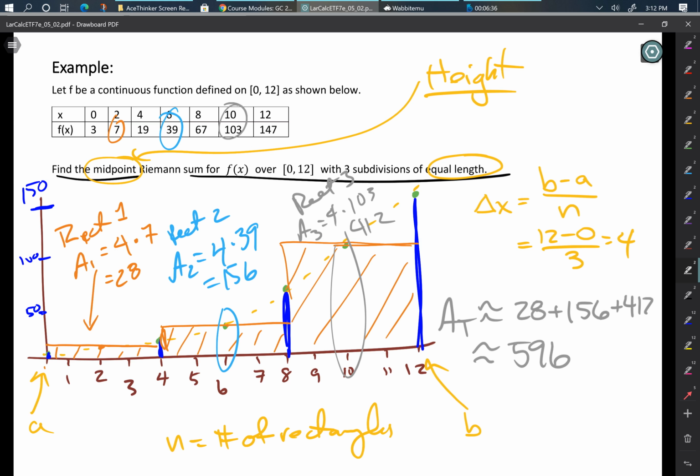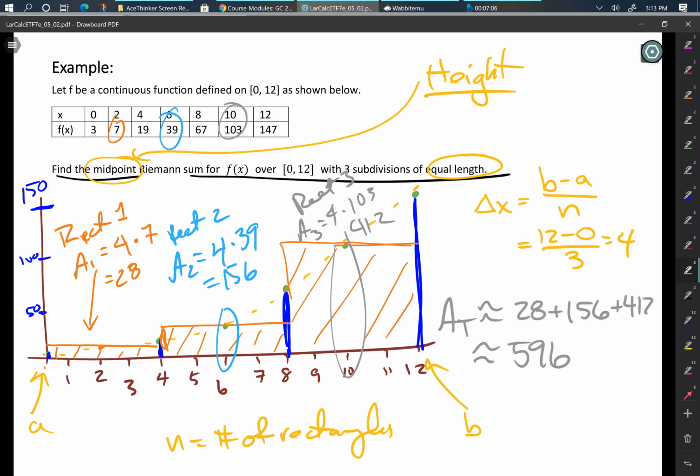Now this one told me to use midpoints, but I could use lefts or rights or midpoints. It also told me to use 3 subdivisions. If I wanted to, I could have used more based on my data, but I'm limited by the data, right? Since I have, let's see, 1, 2, 3, 4, 5, 6, 7 different data points, I could have broken this up to have widths of 2 and have one rectangle from 0 to 2, another rectangle from 2 to 4, 4 to 6, and so on and so forth.